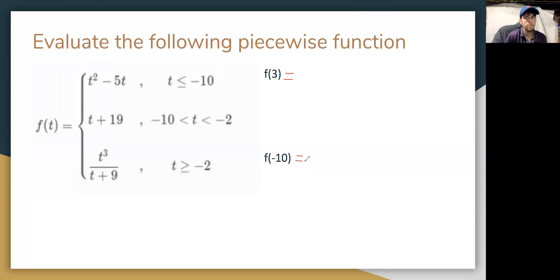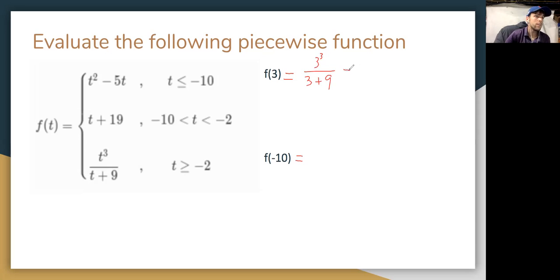So sorry to talk over you, but the major first step is to figure out what piece to use, right? So if my input is a 3, I need to figure out what interval of my domain that falls under. And so 3 is not less than -10. It's not between -10 and -2. And okay, it is bigger than -2. So I would make sure to use the third piece on this one. 3 to the third power.